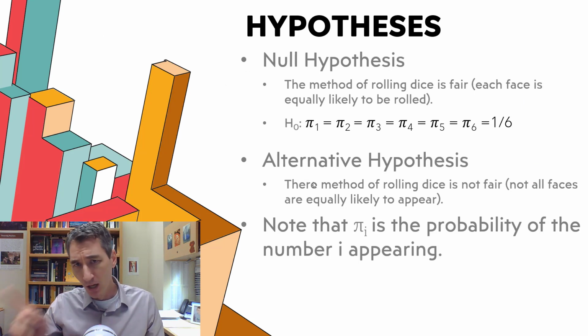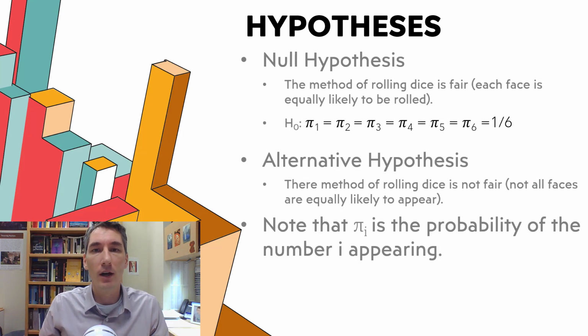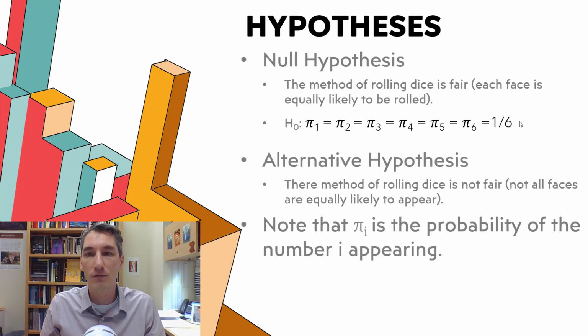So how do you set up the hypotheses? Well, this is just like we've done before. The null hypothesis is pi 1 equals pi 2 equals pi 3 equals pi 4 equals pi 5 equals pi 6 equals 1/6. We're saying that the proportion of 1s equals the proportion of 2s, and they're all equal to 1/6. In other words, this method of rolling the dice is fair. Each face is equally likely to be rolled.